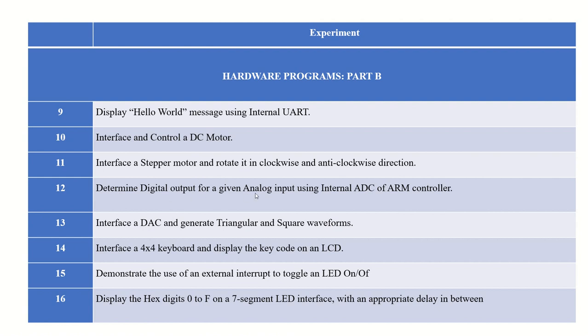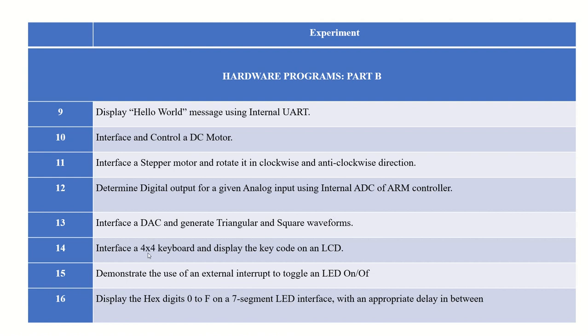Then next, analog input is given, and we have to get digital output by using ADC. Then next, an experiment related to DAC, digital input with analog output. We give digital input, and the output is a continuous wave. You have to get two types of waves, triangular and square wave.